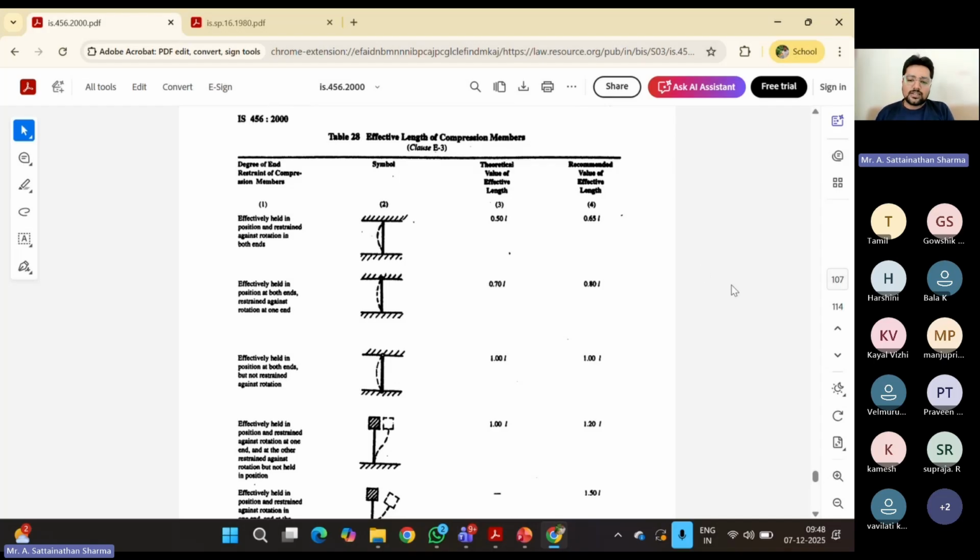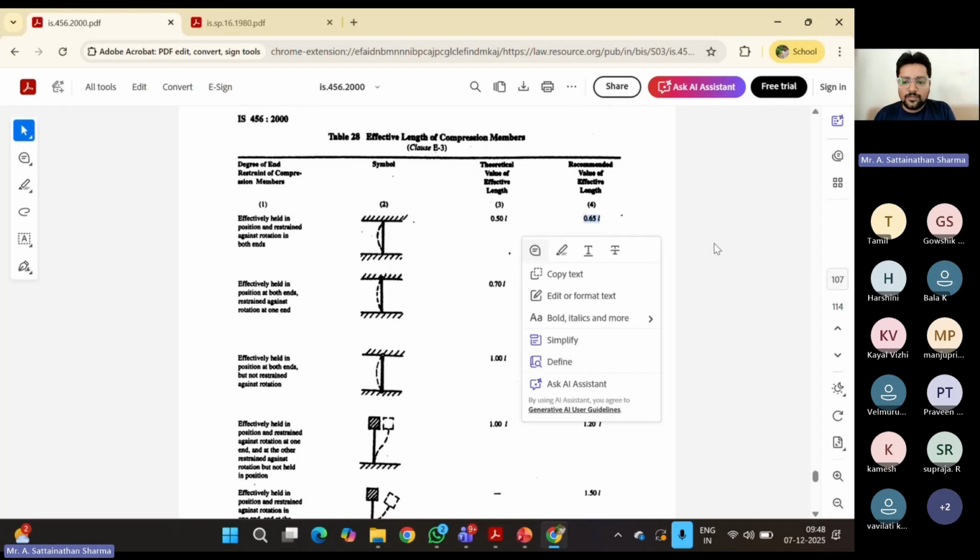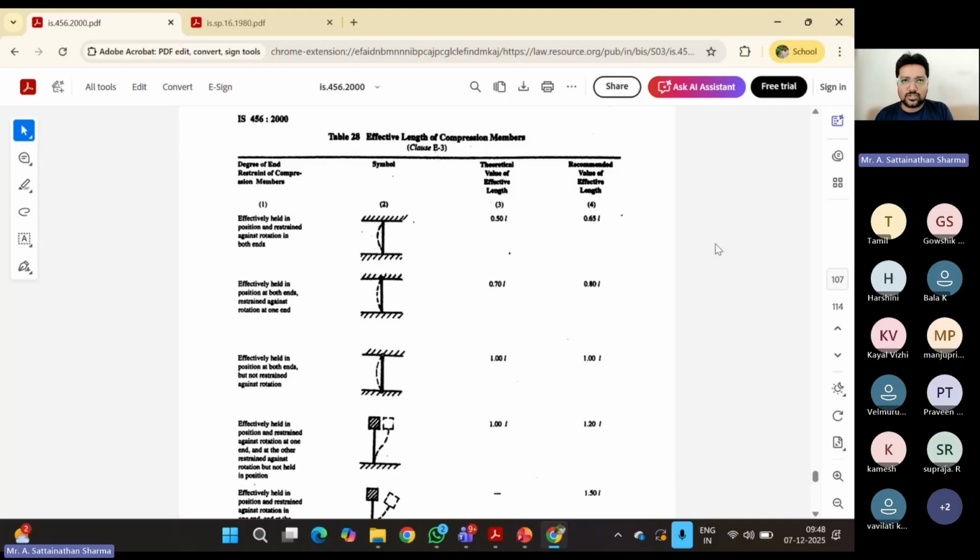For example, the length of the column is 3 meters. Then for this condition, effectively held in position and restrained against rotation, both the ends are fixed condition, you go with LE equal to 0.65 times L. So L is 3 meters, so 3 into 0.65, whatever you are getting, that will be your effective length. That's all, very simple. This will be useful for all the problems for calculating the effective length. Right? I hope it is clear.